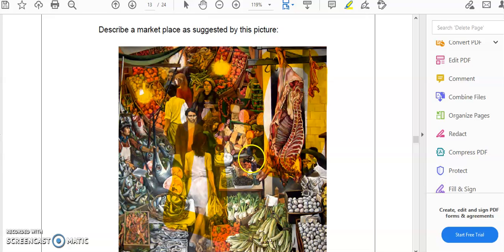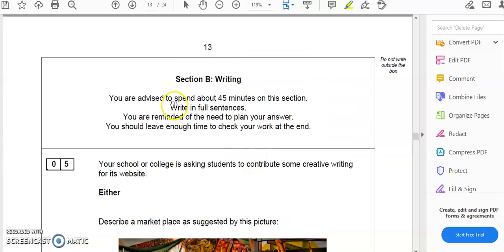So there you go. In a second, pause the video and give yourself 45 minutes on this section. So if you pause now, 45 minutes.